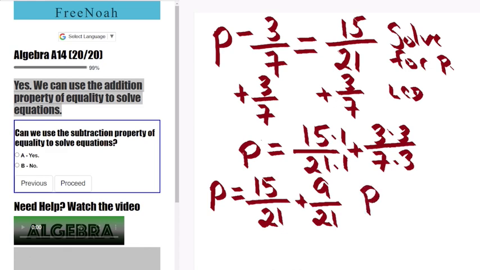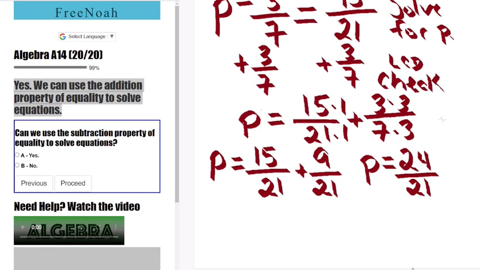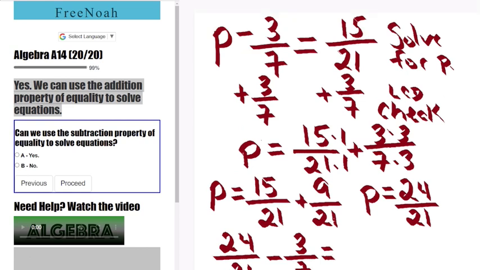So now what we have here are common denominators. We can simply add here. P equals 15 plus 9 is 24, so 24 over 21. Now let's check. Alright, we solved for P and now let's check our answer. So we're going to substitute P with our solution for P in the original equation. So we get 24 over 21 minus 3 over 7 equals 15 over 21.